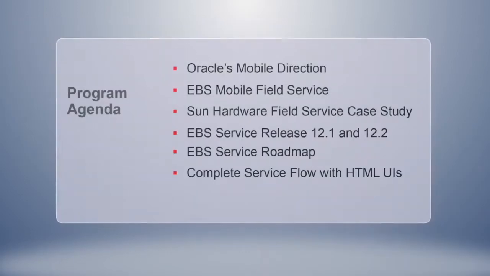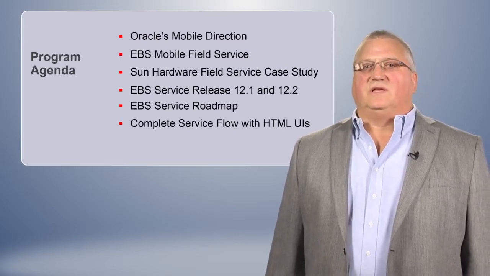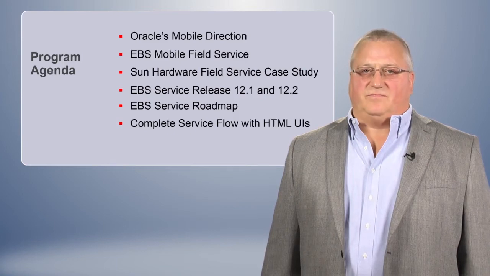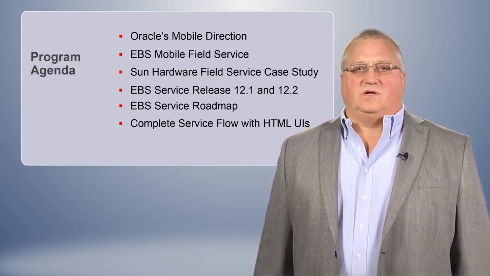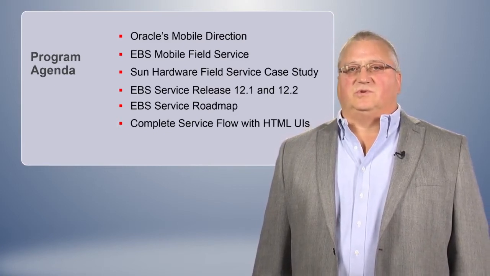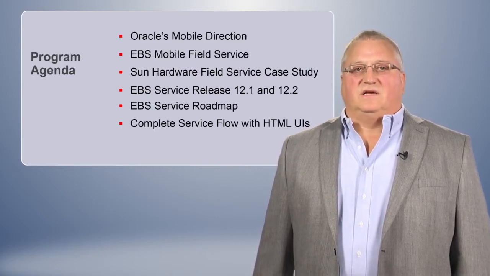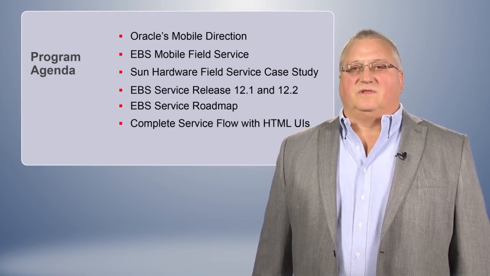Let's look at the agenda. The first thing I'm going to do is cover Oracle's overall mobile direction. Next, I'll talk about what's happening with EBS mobile field service, including how it's been rolled out in our internal Sun hardware field service operations. Next, I'll give a brief recap of what we've released in 12.1 and 12.2, focusing on 12.2, which was released last fall. I will then go into the roadmap for the service products, and finally I'll finish up showing how the complete service flow can be done with our new HTML UIs and no forms.